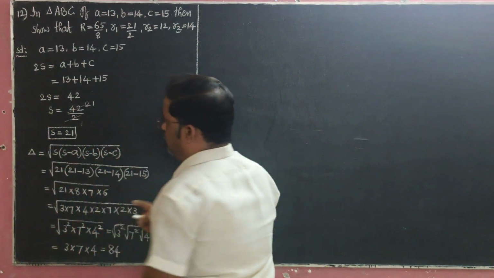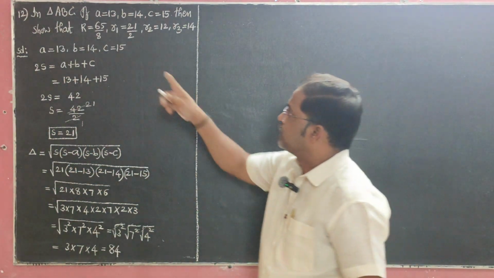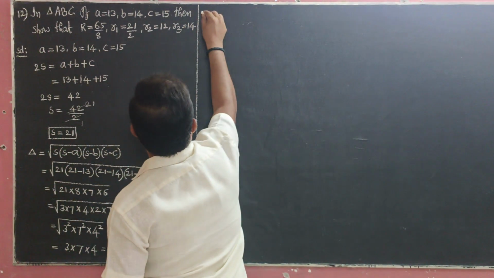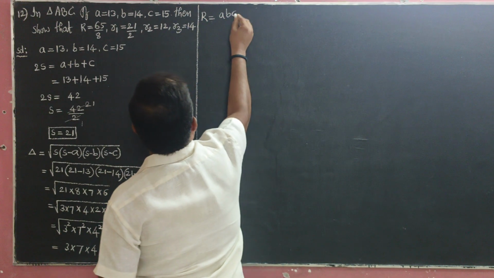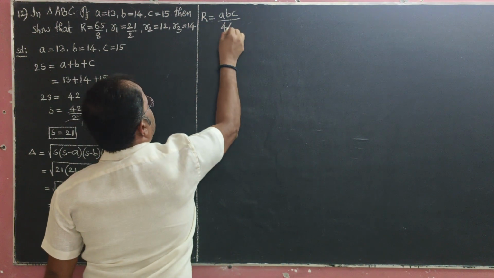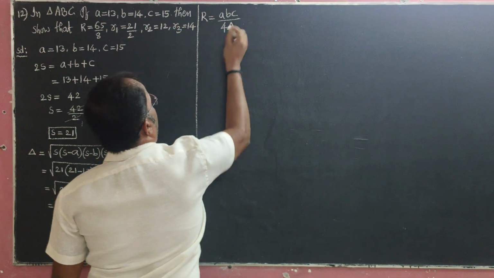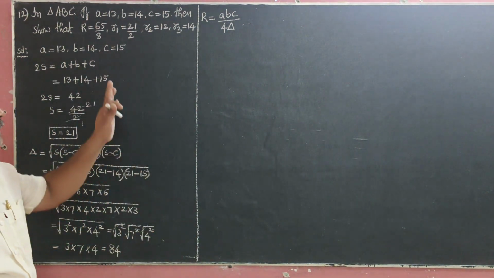Next, S value completed and delta value also completed. Now capital R. What is the capital R value? Formula is ABC by 4 delta. This is the formula of capital R. Okay, this is the value of capital R.